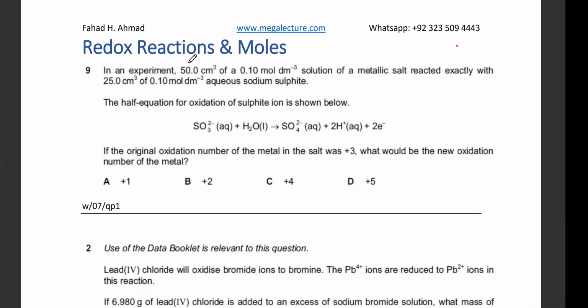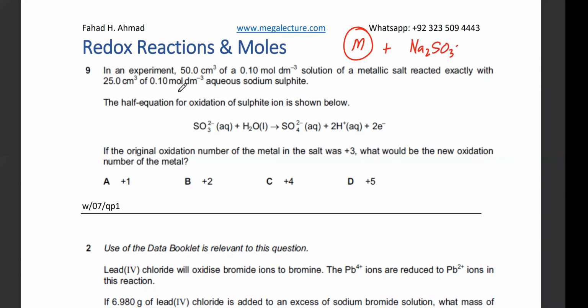So over here, there's a question, and it says that in an experiment, there's a solution of a metallic salt that reacts exactly with sodium sulfide. So a metallic salt, let's call that M. I don't know what that is. And it's reacting with sodium sulfide, which is Na2SO3.